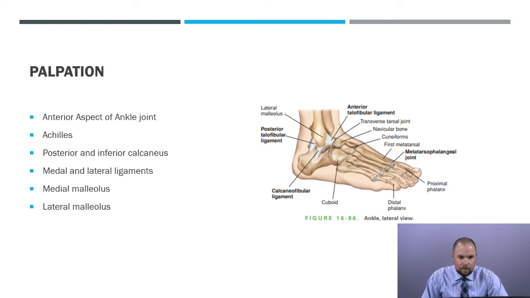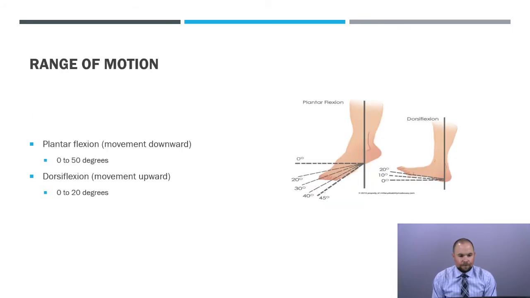So you want to palpate over the anterior aspect of the ankle, posteriorly in the Achilles and the calcaneus, then the ligaments of the ankle on the medial and lateral portions. So you've got the anterior talofibular ligament, the posterior talofibular ligament, calcaneofibular ligament. Medially, you'll have the deltoid ligament, and then obviously over the medial and lateral malleolus.